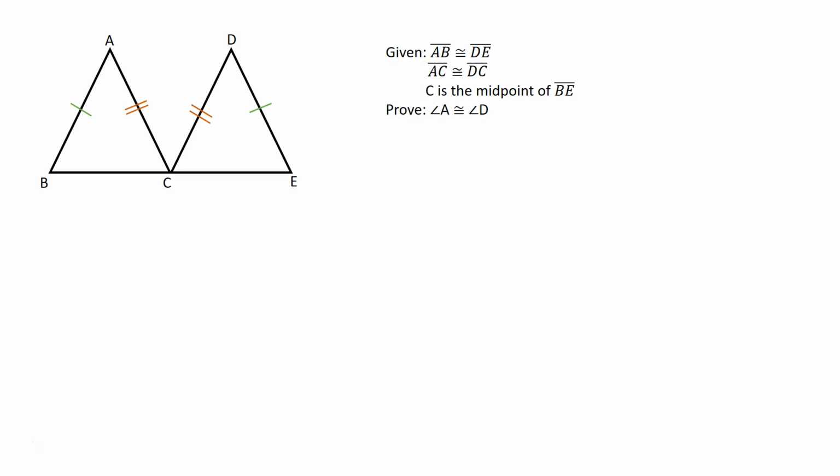We can look at what we're given in the problem, and we're given that side AB is congruent to DE, so those are the ones marked in green on the outsides of the two triangles. We're also given that side AC is congruent to side DC, so those are the ones marked in an orangish color here on the insides of the two triangles. And then we're given that point C is the midpoint of BE, so that's the point on the bottom here of the line. So C basically is right in the middle of BE.